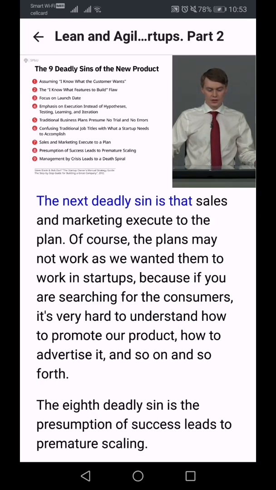The next deadly sin is that sales and marketing execute to the plan. And of course, the plans may not work as we want them to work in startups, because if we are searching for the consumers, it's very hard to understand how to promote our product, how to advertise it, and so on and so forth.